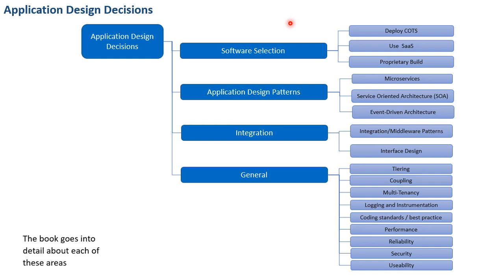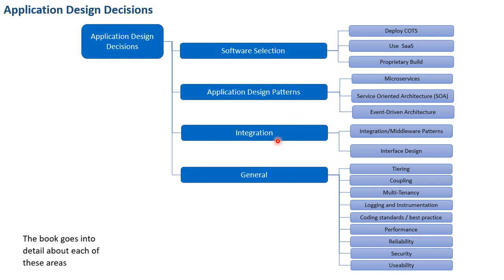In terms of the applications, you're going to have decisions to make around what software do you use and where you deploy that software. For example, common choices: do you deploy it yourself, COTS, which is commercial off the shelf, or do you build your own? Do you use SaaS from the cloud? There's lots of different options these days. If you're building your own, what patterns do you use? Again, there are some quite fundamental options: microservices, SOA, event-driven architecture.